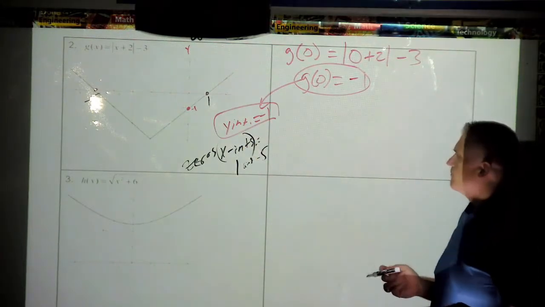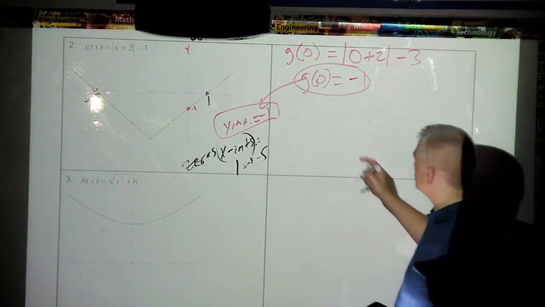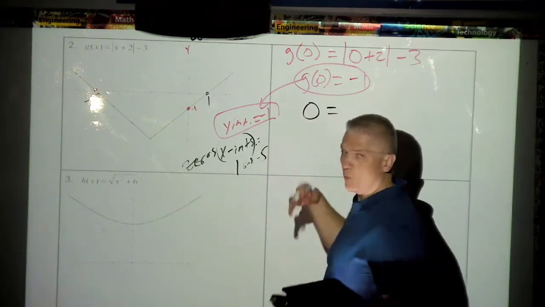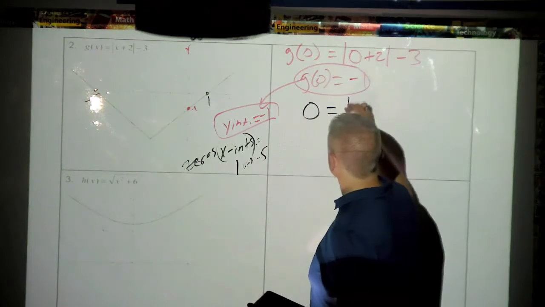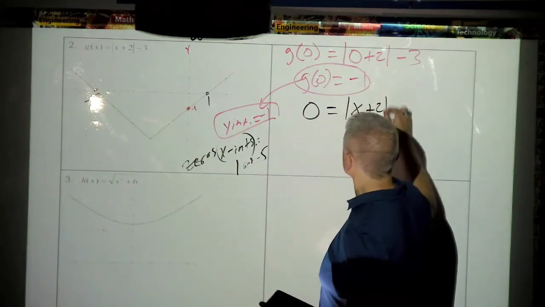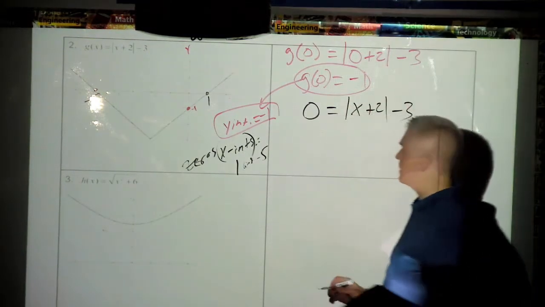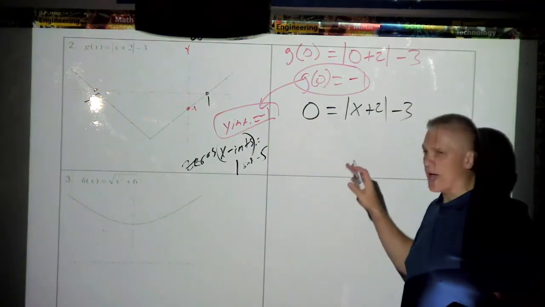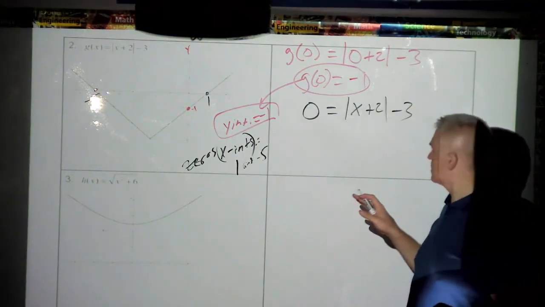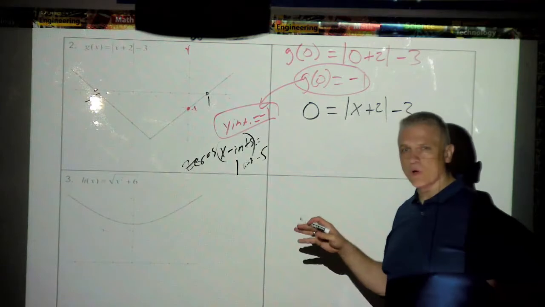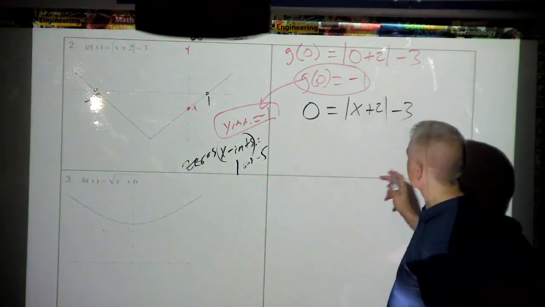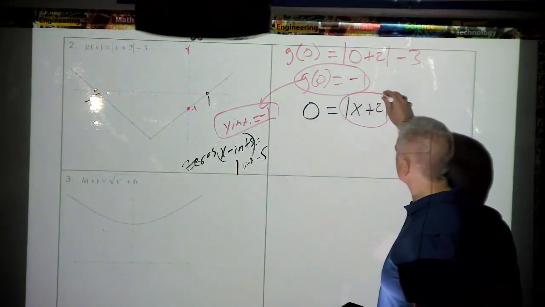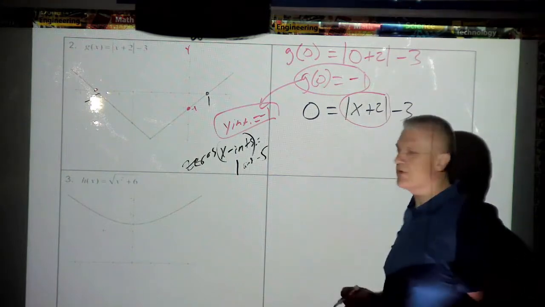Okay. Again, back to algebra 2. Let's substitute 0 for g of x, or 0 for y, and we get the absolute value of x plus 2 minus 3. Again, this is algebra 2 stuff, back to the end of unit 1, maybe a little bit of unit 2. First step is we have to solve for the absolute value brackets.